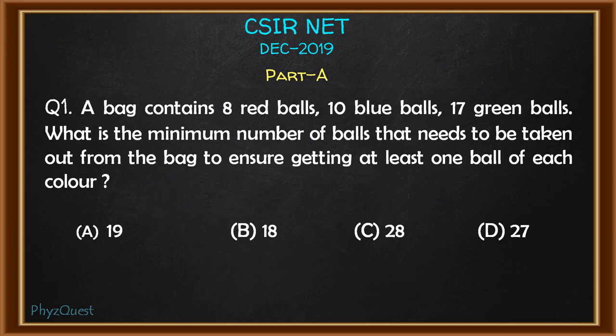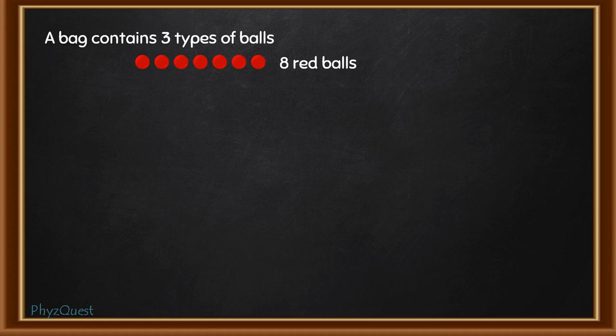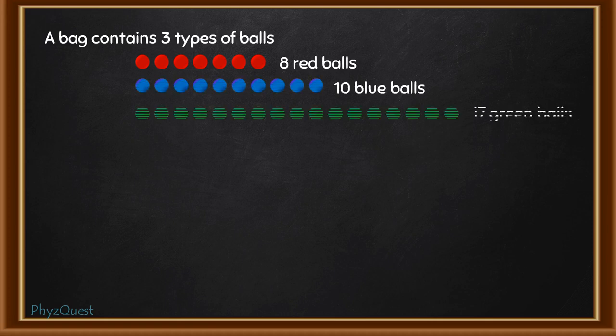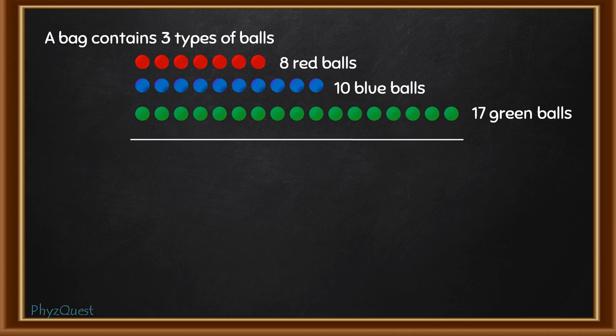This question is involving the concept of probability. Here a bag contains 3 types of balls. There are 8 red balls, 10 blue balls and 17 green balls. If you make a total, it's a total number of 35 balls. Now let's look at the probability of getting each type of ball.